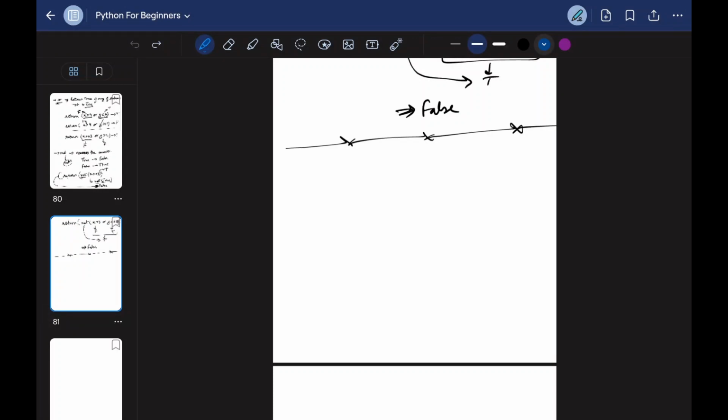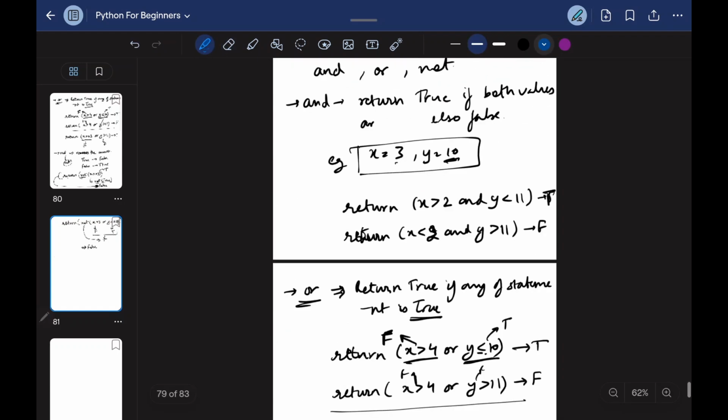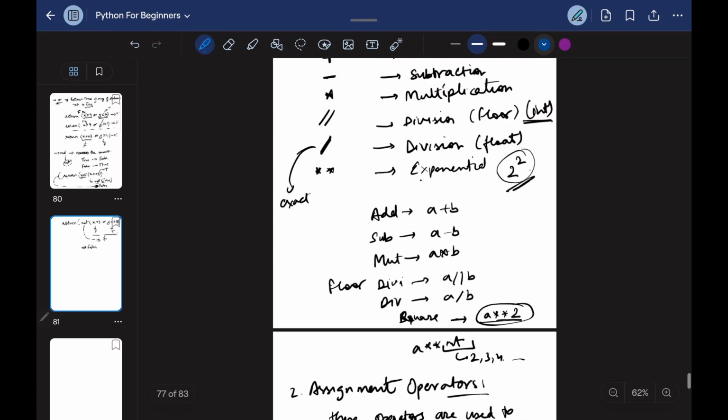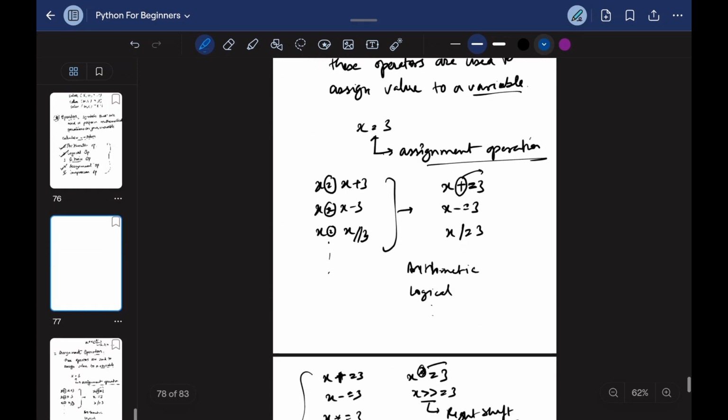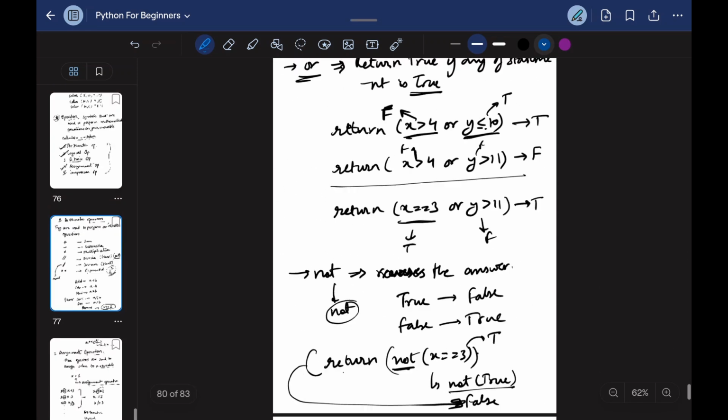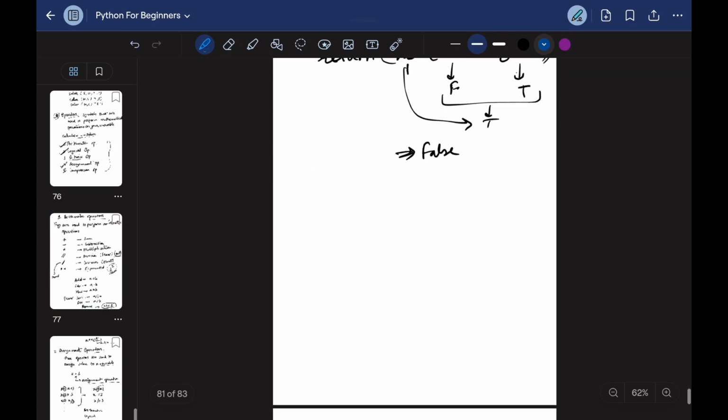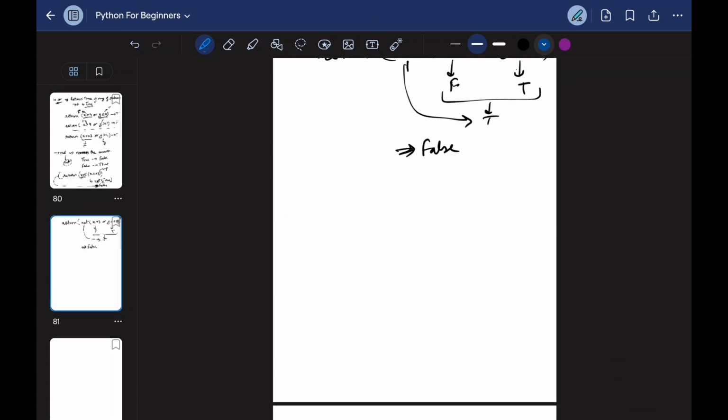So in today's lecture we'll be continuing with the operators. In the previous lecture we read about arithmetic operator, assignment operator and logical operator. So we have two main operators left that you will be using. First we will talk about comparison operator.